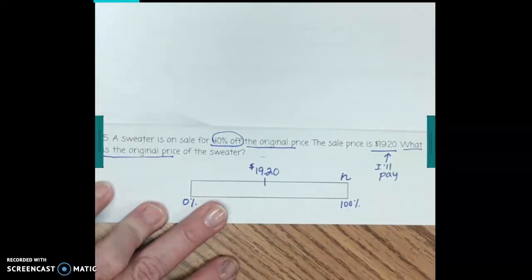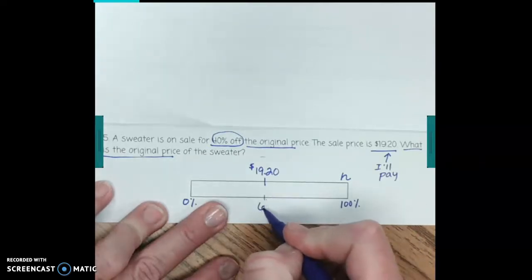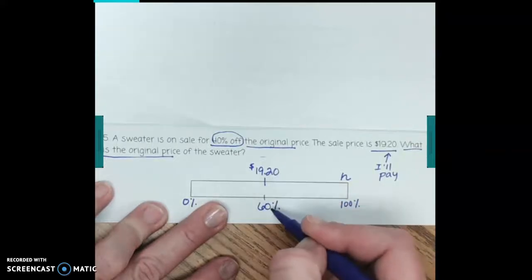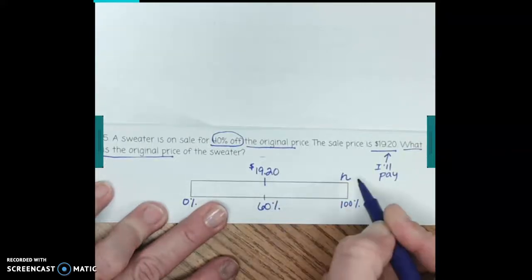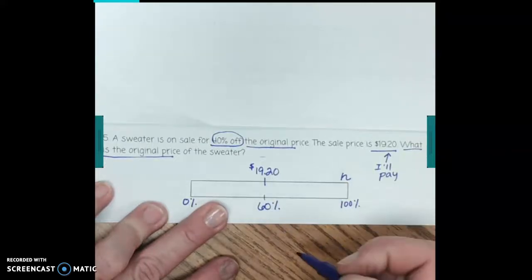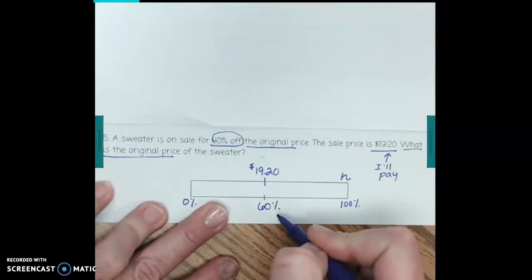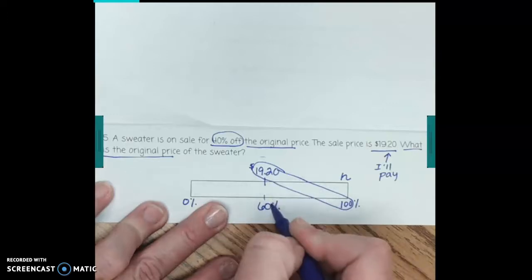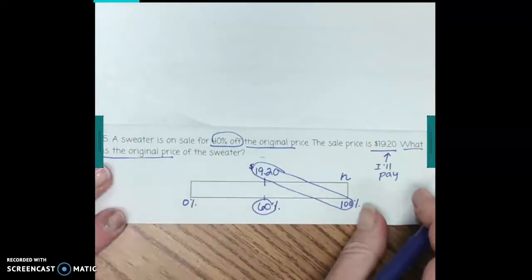Remember that if they're selling something at 100%, but then they take 40% off of it, then the sale price is 60%. The sale price is 60% of the original cost. 100% minus 40%. So I'm going to do the bat, multiply the bat, and divide by the ball again.